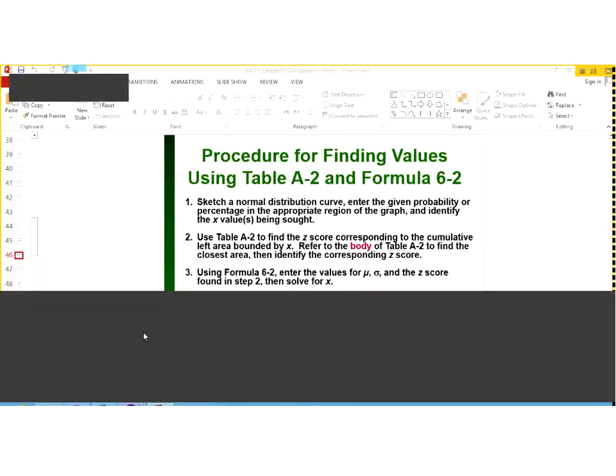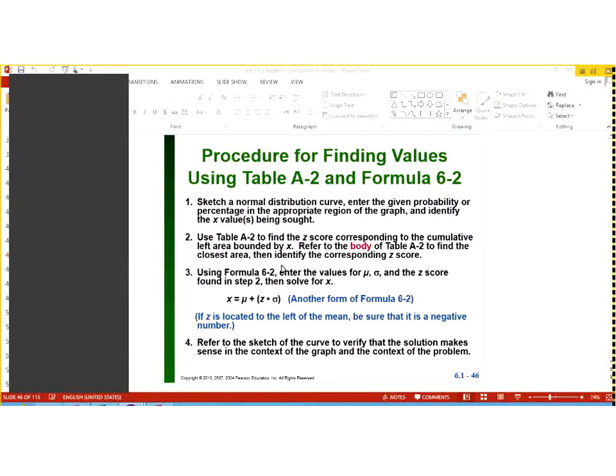Then enter the given probability. He will give you the probability and ask you to find the X score from the Z score. So enter the given probability or percentage in the appropriate region of the graph and identify the X value being sought. Then use table A2 to find the Z score corresponding to the cumulative left area bounded by X. Refer to the body of table A2 to find the closest area.